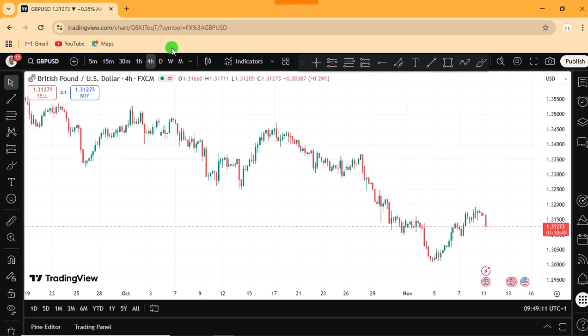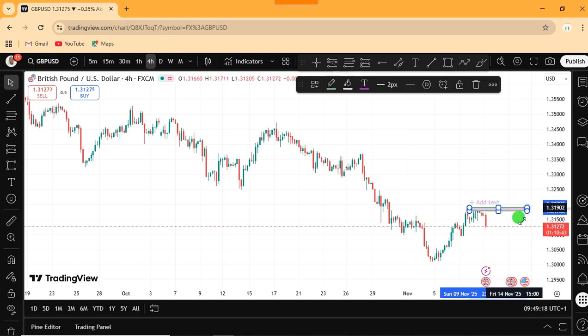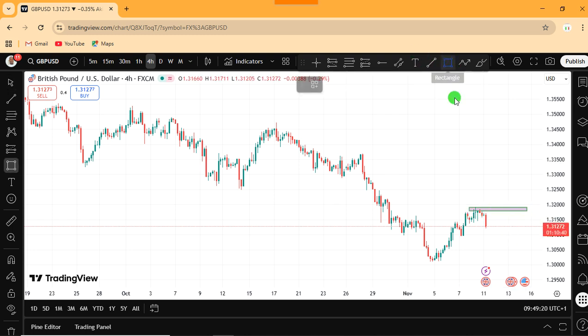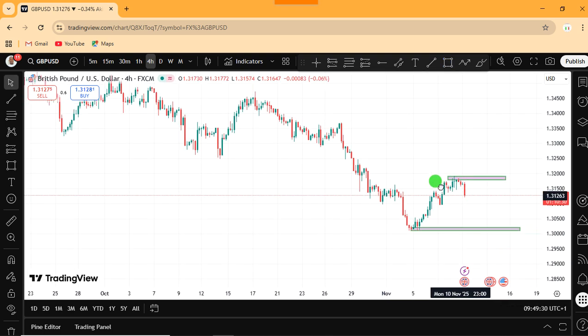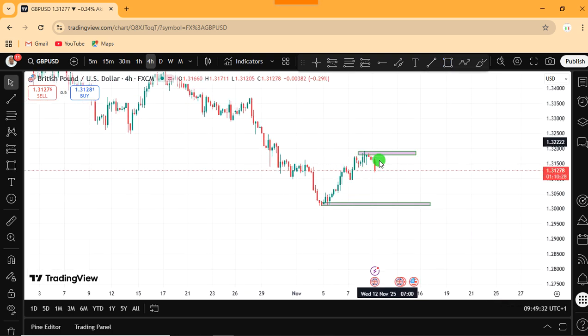What are we to look at? And of course, let's mark out our structures using the 4-hour time frame as a day trader. So here is a recent high, and the recent low or the next low, which if broken tells us the market is likely to move in the other direction. Now we have this zone right here. Now let's go to the lower time frame.